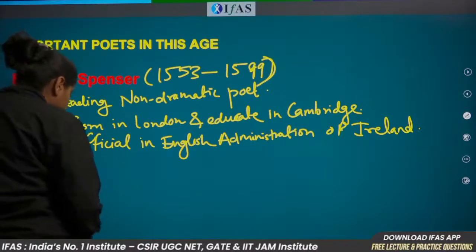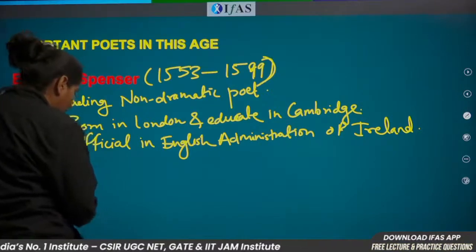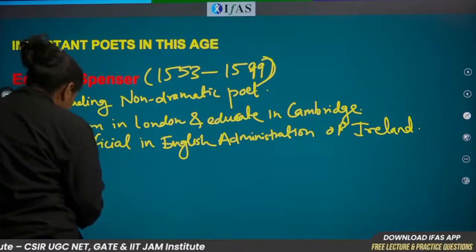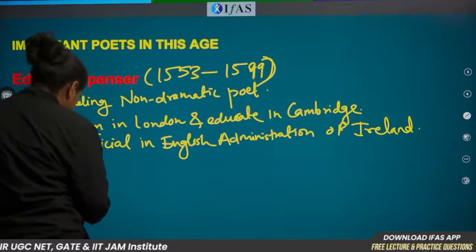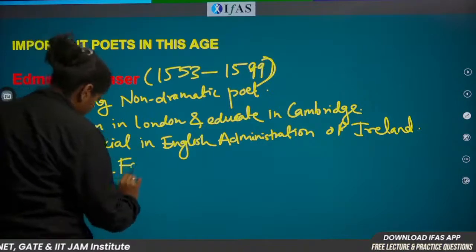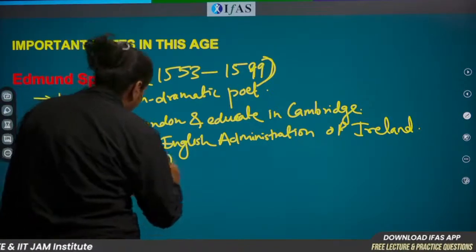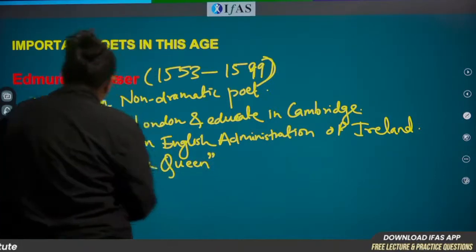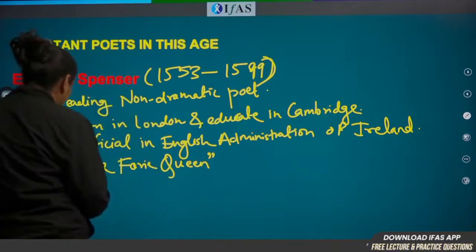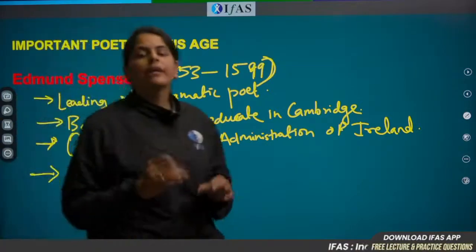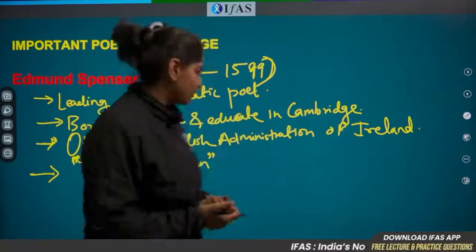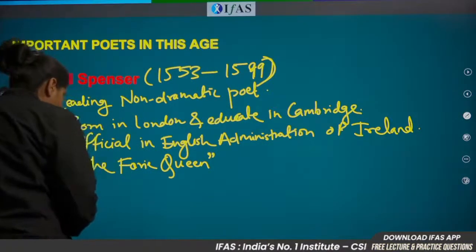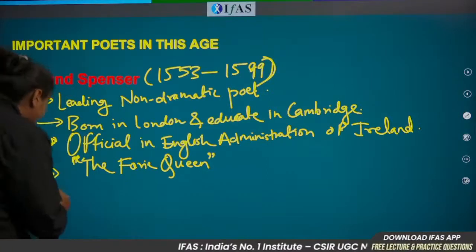So he wrote his magnificent epic romance, The Faerie Queene. So also remember that The Faerie Queene is the magnificent work written by Edmund Spenser. Okay, then another important work written by Spenser is his poem The Shepherd's Calendar.